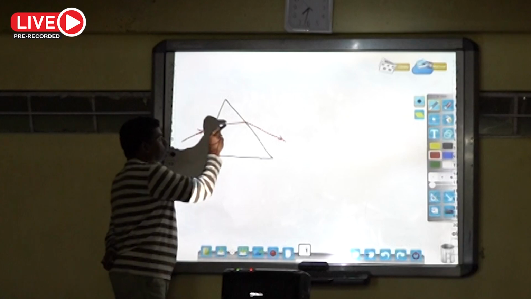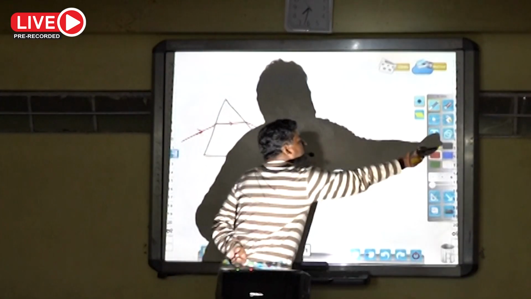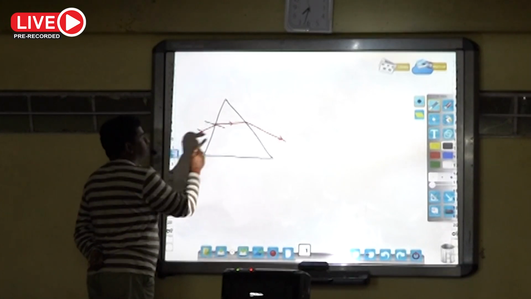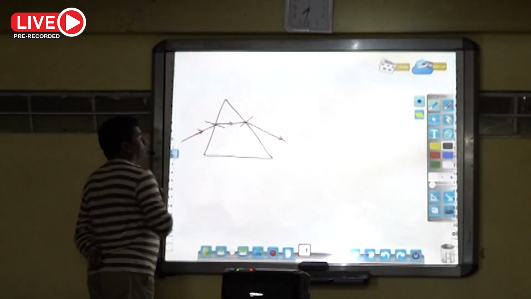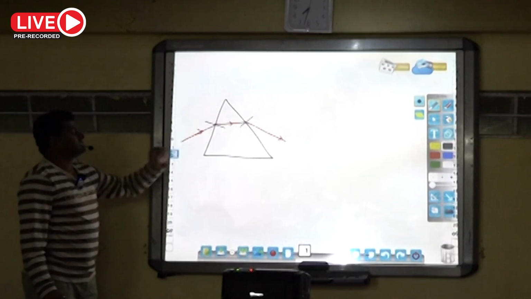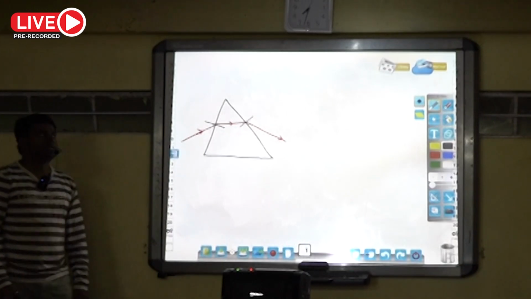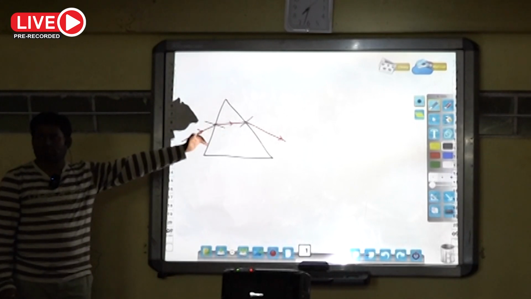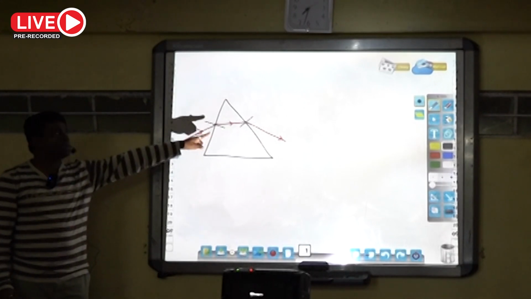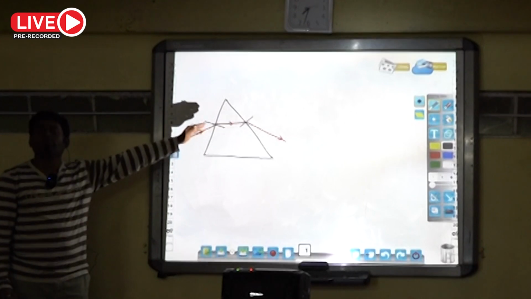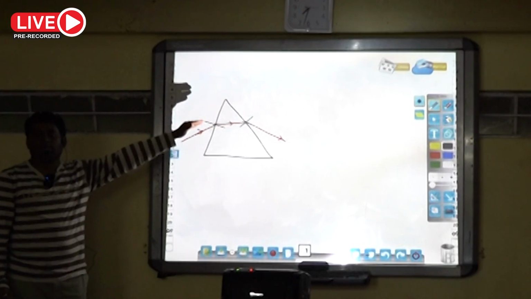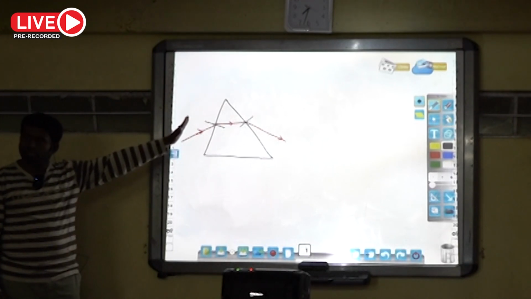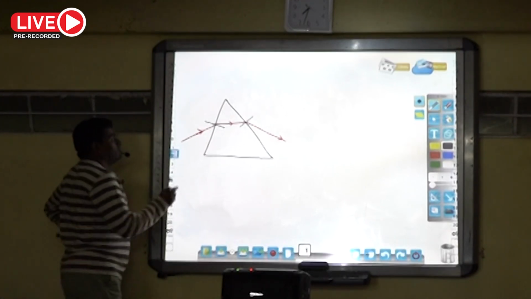Now for these two portions, if I draw the normal at this point of incidence, we can say that in the first refraction the light ray is traveling from rarer to denser, so it will bend towards the normal. In the second refraction the light ray is traveling from denser to rarer, so it will bend away from the normal.